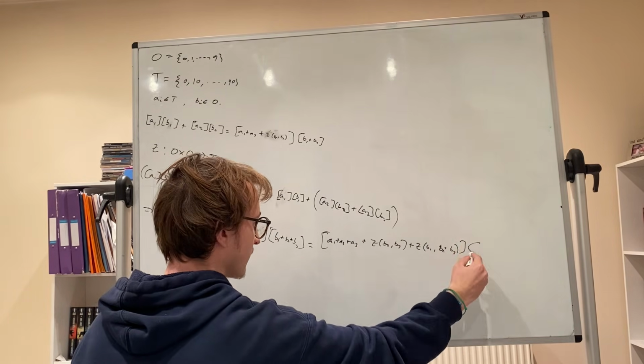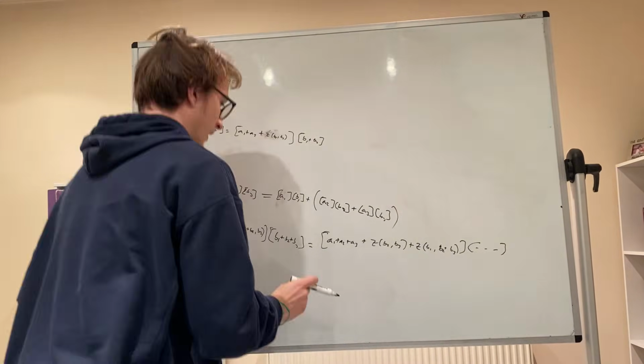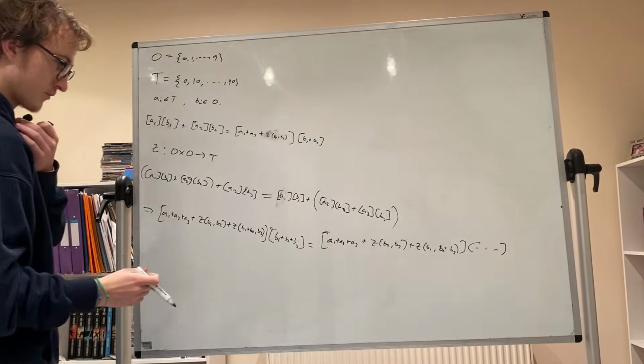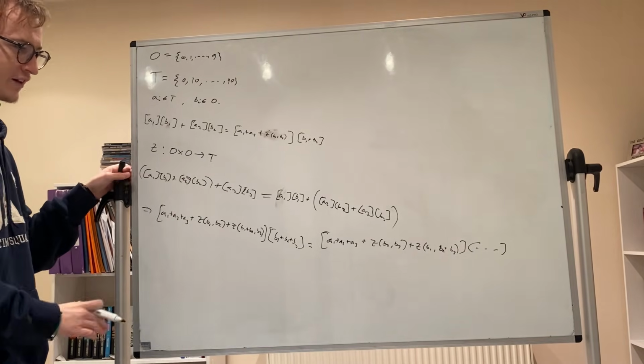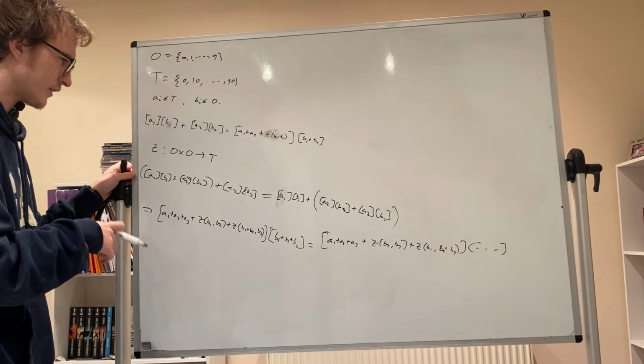And B1, B2, I'm just going to dot, dot, dot. And in particular, since these two things have to be equal, again, we're working in a commutative group, so there's no issues there, but I don't think there would be anyway.